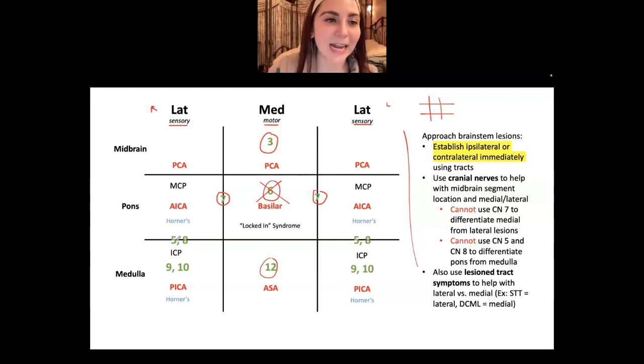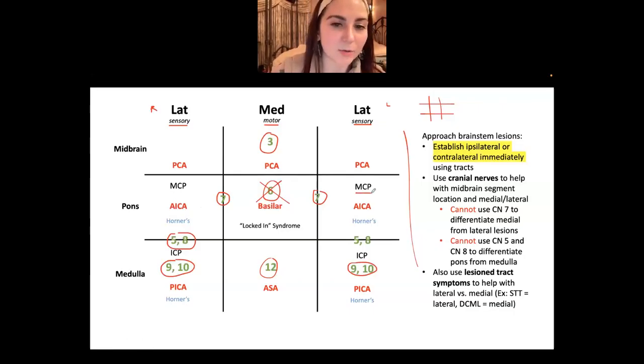Similarly, you can't use 5 and 8 to differentiate. And the reason for this is because of their nuclei. Their nuclei span so many different layers. For example, 8 is in the pons, but it can creep down into the rostral part of the medulla. 5 is in like every single one. I mean, most of them are in the pons, but there's one that's pretty substantial in the medulla. So I, again, draw them right on the line, 5 and 8, on the line between the pons and medulla. And then 9 and 10 are always going to be lateral medulla, so they're out here. And then everything else is just whatever you want to draw that helps you.